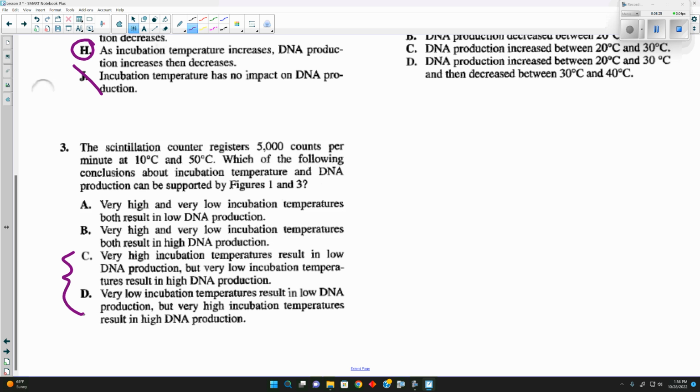Very high and very low incubate temperatures both resulted in low DNA production. It is A. And especially on some of these here, look to see if they contradict themselves or contradict what the graph is giving.